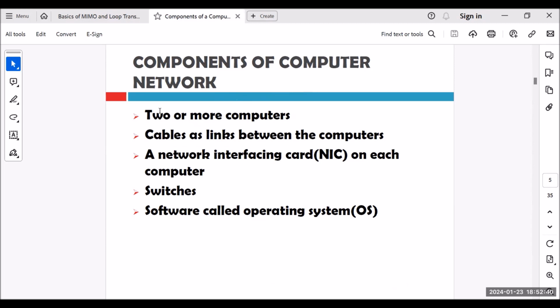It's not that just because we have two computers, that's enough, or that they are connected to some kind of a cable. Obviously, there are a number of other things: the network interface card, switches, the operating systems.